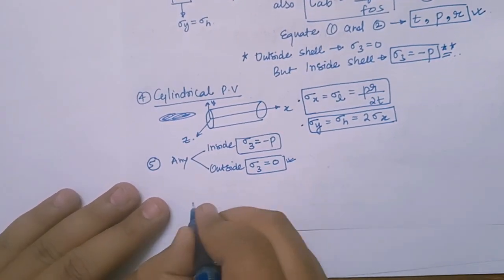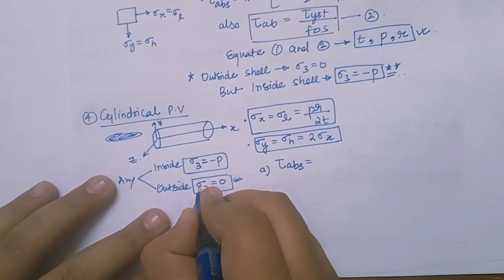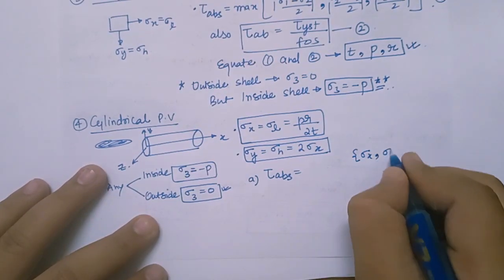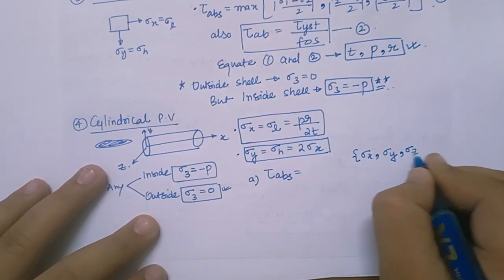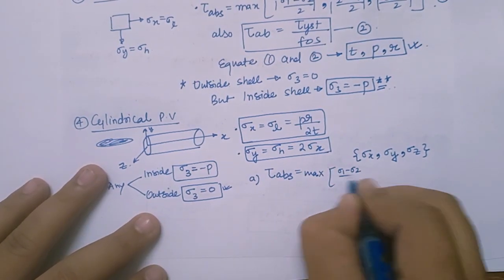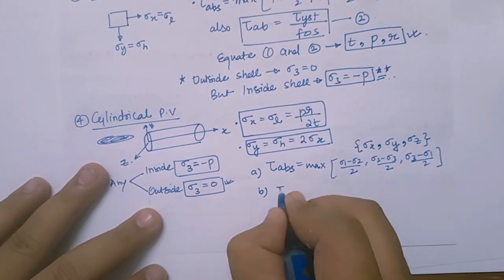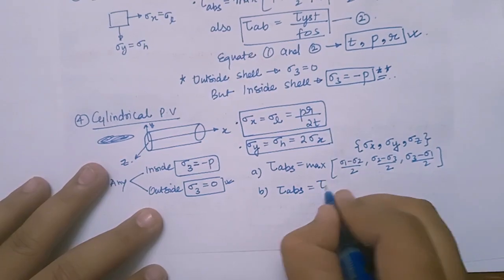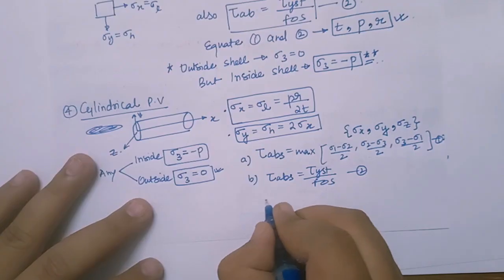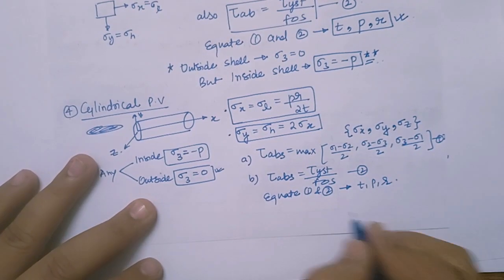Now we will do just 2 things. First, tau absolute I will calculate, because I have sigma 3, I have sigma x, and I have sigma y. As we have sigma x, sigma y, and sigma z, accordingly I'll calculate tau absolute as max of sigma 1 minus sigma 2 by 2, comma sigma 2 minus sigma 3 by 2, comma sigma 3 minus sigma 1 by 2, and I'll write another equation. Tau absolute will be yield stress per unit FOS. So this is 1 and this is 2. You can equate 1 and 2, and you will get your P, and R.